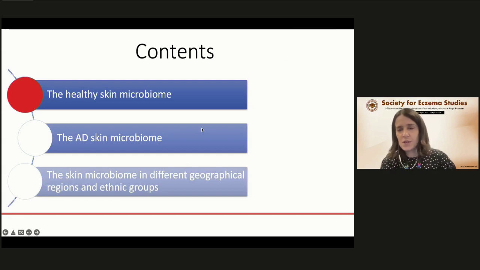So I'll first of all give a bit of background and a bit of context and speak a bit about the healthy skin microbiome, and then move on to what we know about the skin microbiome in atopic dermatitis, and then speak a bit about how the skin microbiome differs in different geographical regions around the world and in different ethnic groups.